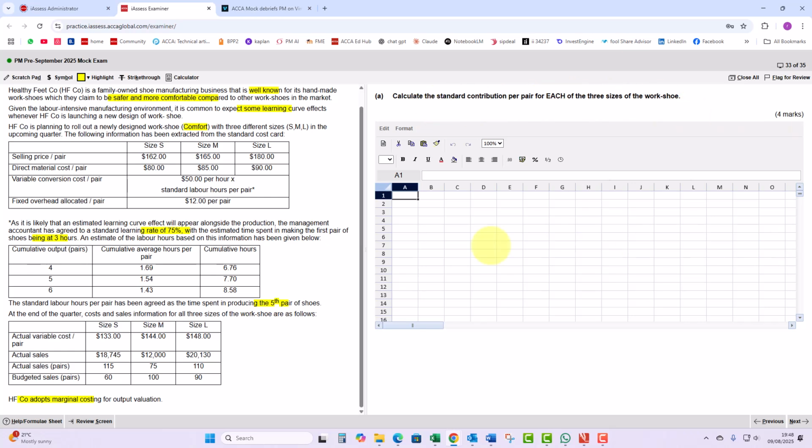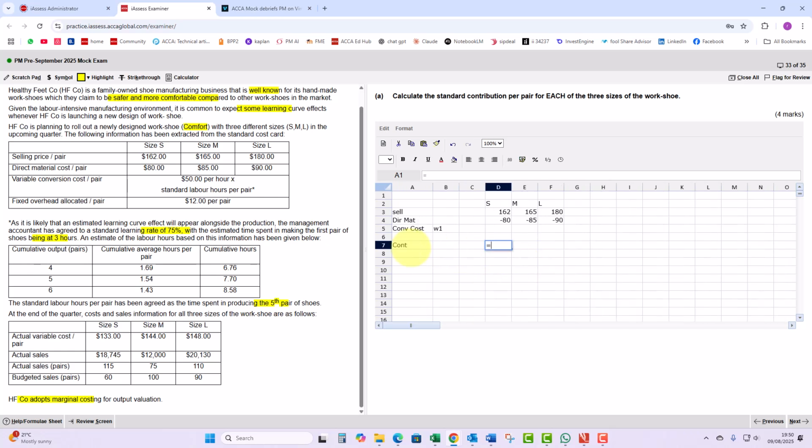So let's go ahead and answer part A, calculating the standard contribution per pair for each of the 3 sizes. So we've got our 3 sizes, small, medium, large. I'm always a fan of using shorthand or abbreviated terminology in a spreadsheet, as long as it's clear what we're talking about. There's no point writing extremely long row titles here. So for small, the selling price is 162, 165, and then 180. And then direct materials, I'm going to take from the table here. I'm going to use a negative figure, because then I can use my sum function. And then the conversion cost per pair, that's going to be a side working.